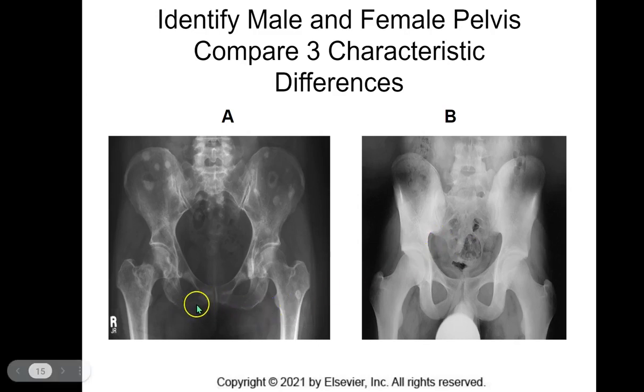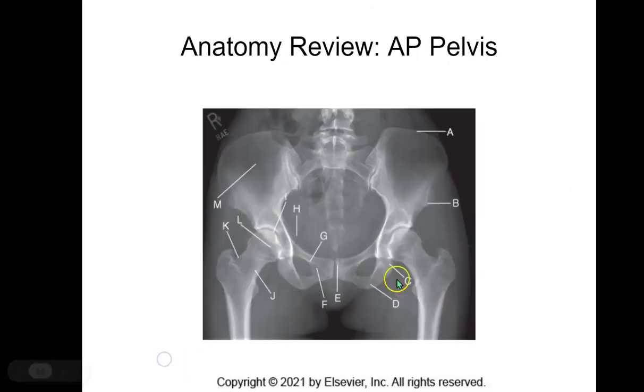Look at the pubic arch. Much wider on the female than it is on the male. Okay. Notice this is shielding here. They put a little circular shield over the male reproductive organs, so that's what you're seeing there. All right, good. So please be familiar with those three characteristics.